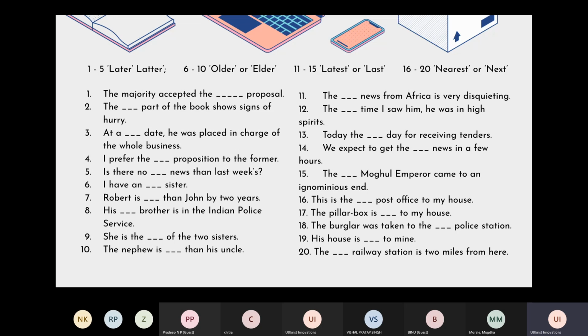Nikita, I'm not sure if you got the instruction correctly. Options for questions 1 to 5 are later or latter. Options for questions 6 to 10 are older or elder. 11 to 15 are latest or last. 16 to 20 are nearest or next. Okay. So for question number 10 or for question number 8, the options are not later or latter.